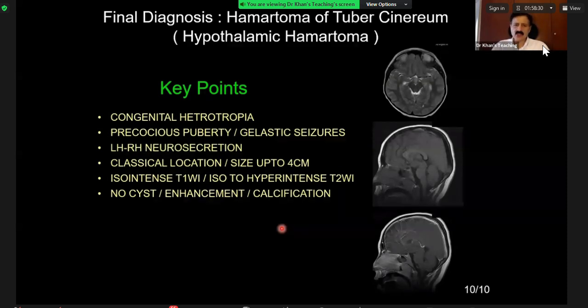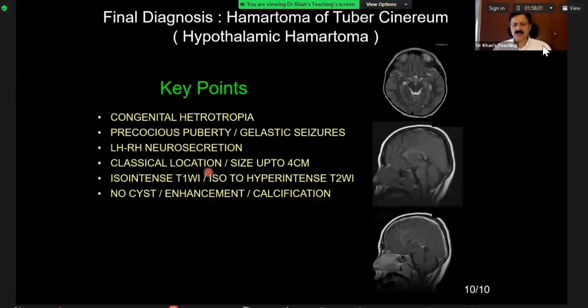So the key points about tuber cinereum hamartoma is that basically it's a congenital heterotopia. The patient can present with precocious puberty. As I told you, maybe at 2 years old, a child can start having menstruation. Sometimes they will have seizures, which are known as gelastic seizures, where the child has these laughing type of episodes. This is the basis of it.